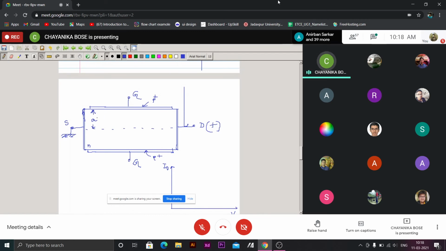And we will assume that a is the half width of the channel. The structure is symmetric about this midline. So the entire cross section is available to the current flowing through this when voltage is applied.